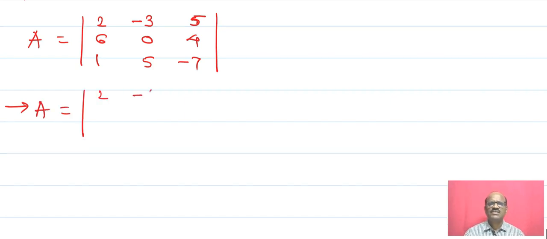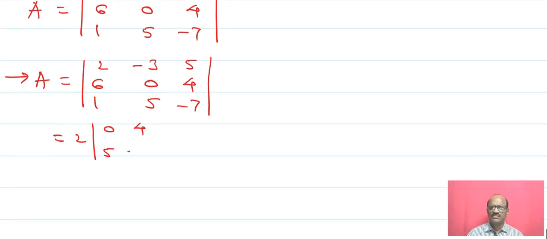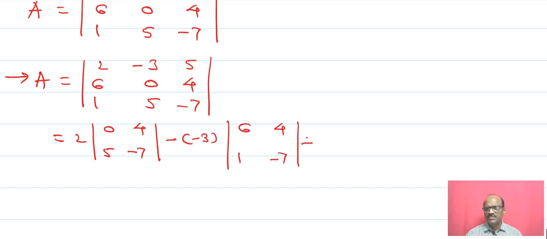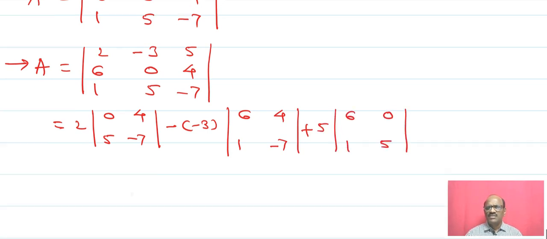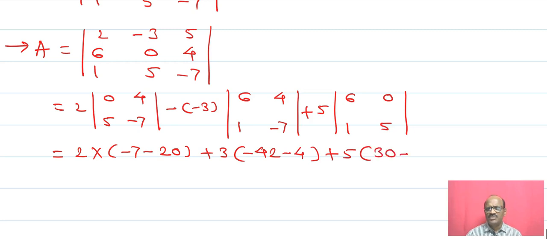Now next is this: 2 minus 3 5, 6 0 4, 1 5 minus 7. Find out the value of this determinant. Question number 5, we will first find out the value of this determinant. Very normal. These steps are repeated again and again. That is 2 into minus 7. It's wrongly placed. In place of minus 7 there must be the 0.